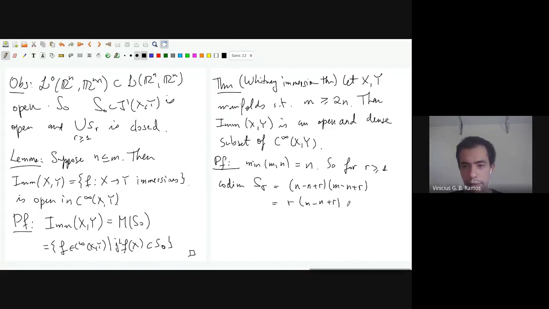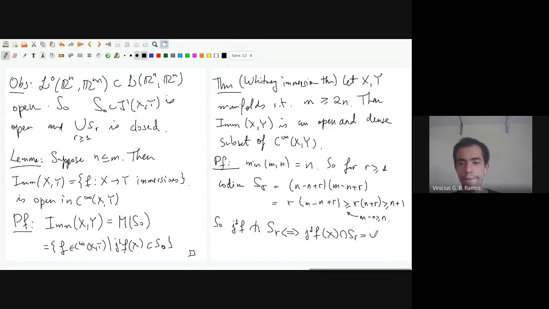And this is greater than or equal to r times (n + r), which is greater than or equal to n + 1. Okay, this condition is because m is greater than or equal to 2n. So we have this because m minus n is greater than or equal to n. So the codimension of S_r is bigger than or equal to n plus 1. So the first jet of f is transverse to S_r if and only if they don't intersect, because the codimension of S_r is greater than n plus 1, and the dimension of this guy is less than or equal to n.